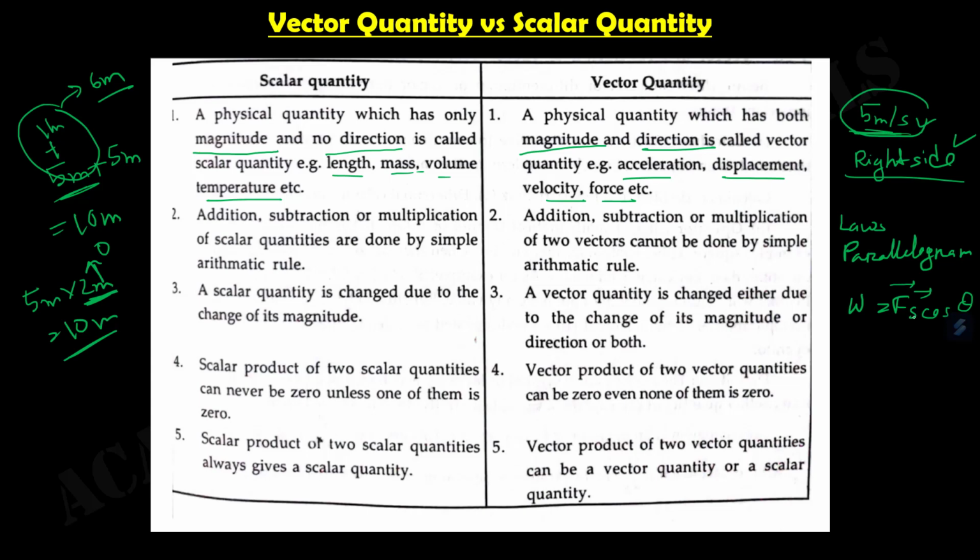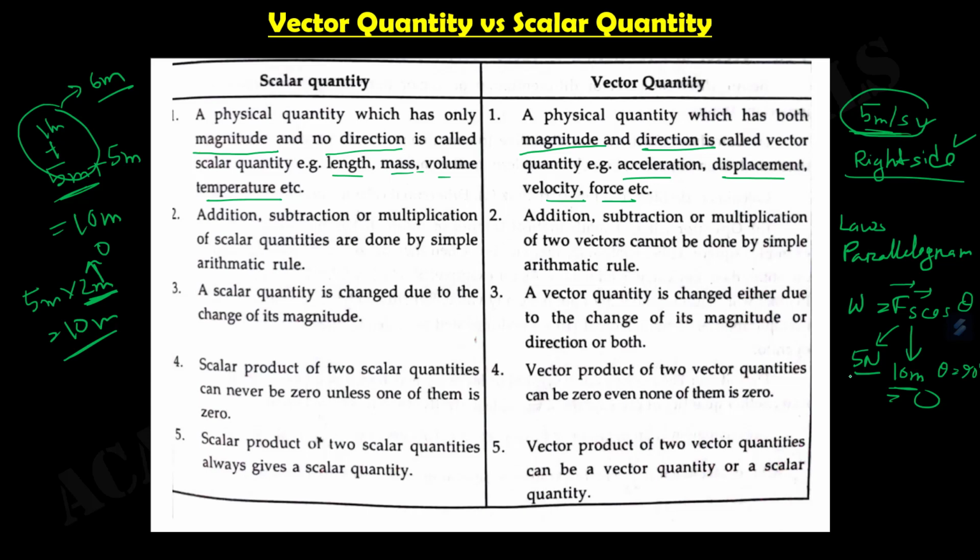If I use a 5 Newton force and the displacement is 10 meter, but the angle between the force and the displacement is theta equals 90 degrees, we know cos 90 degrees equals 0, so the whole equation will be 0. Here both quantities are not 0, but the product of these two quantities is 0 because of the angle. So the vector product of two vector quantities can be 0 even if none of them is 0.